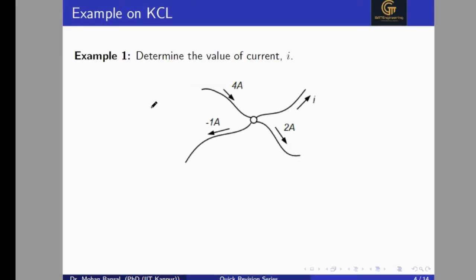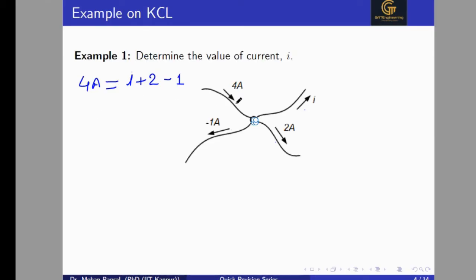Now we'll see one example here. We have a node in which four currents are given. We will identify which currents are entering the node, and which currents are leaving the node. We can see from this diagram that only the 4 ampere current is entering the node, and the rest of the currents are leaving from the node. So 4 ampere will be equal to I plus 2 minus 1, because all these three currents are leaving the node and 4 ampere is entering the node.